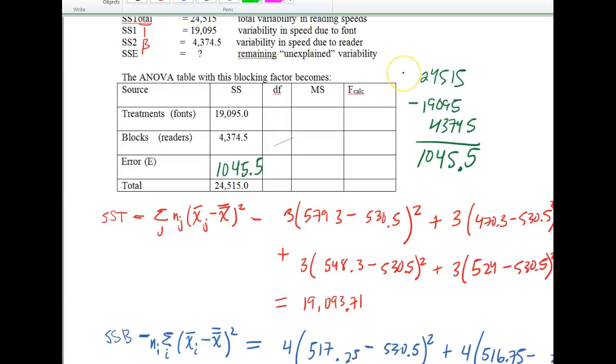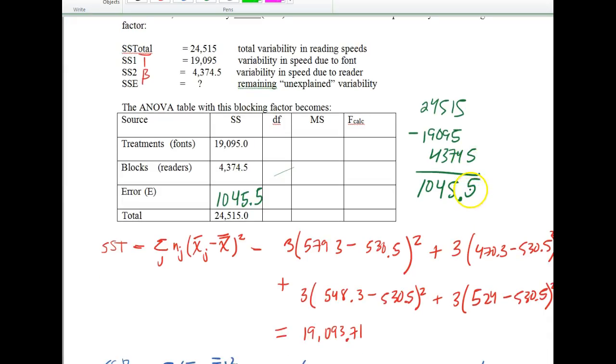Okay, now we have to do the degrees of freedom. So the degrees of freedom between treatments is just going to be p minus 1. So p is the number of treatments. How many treatments do we have? We have 4 treatments: Courier, Italic, Elite, and Script. So it's just going to be 4 minus 1, so 3 here. And then degrees of freedom for blocks are just going to be b minus 1, so the number of blocks minus 1. The blocks are the number of readers. It's 3 minus 1, so it's 2.